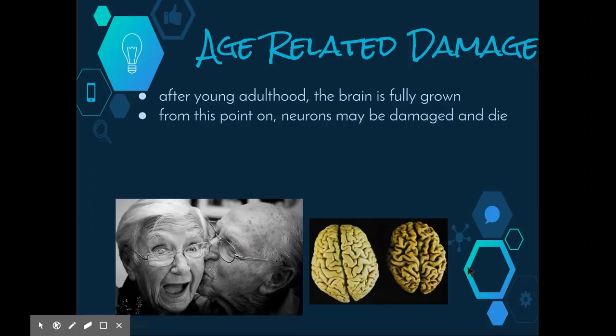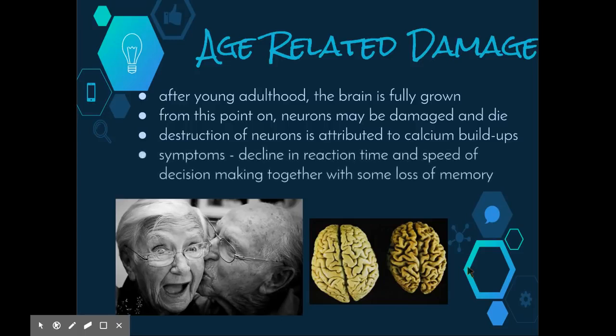So also, other neurons are able to change their synaptic connections so that learning may continue as a lifelong process. The destruction of some neurons can be attributed to a buildup of calcium, which affects the movement of the other ions that we need during the action potential. So some symptoms of age-related damage include a decline in reaction time and speed of decision making, along with obviously the most common one that we see is the loss of memory.